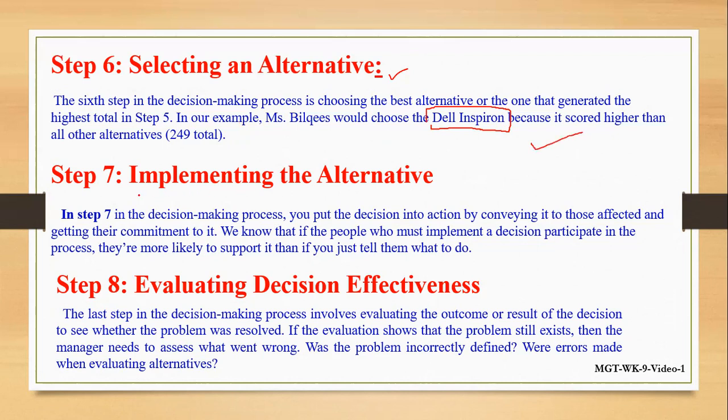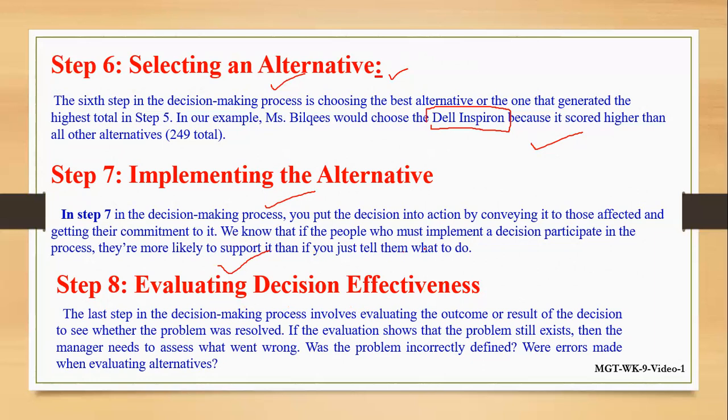So next one is step 7. It's about implementation of the alternatives. When we go for the implementation of alternatives, whatever the best solution or the best alternative is, we have to implement that alternative. And the last thing is that we have to go for evaluation of decision effectiveness. Whatever the solution or alternative that we have implemented, whether that is effective or not, whether that is efficient or not, this is what we have to evaluate now.